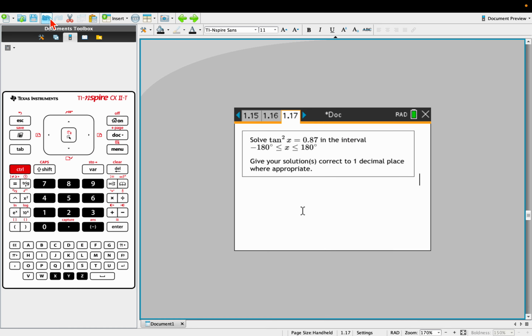function. It's calling for us to solve a trig equation, right? So we're looking for some solutions. The variable is x here, and you could do this algebraically. You could square root both sides, so tan x equals root of 0.87, but I'm going to switch to a graphical method. You can solve any equation by graphing the left hand side, graphing the right hand side, and finding the intersection point. I'm going to do this graphing in two different ways.